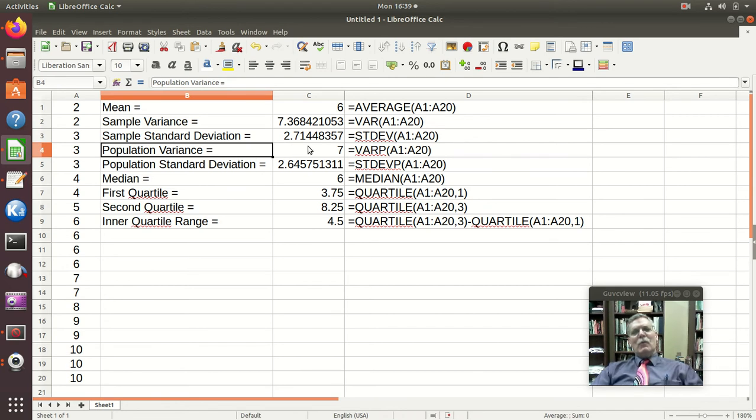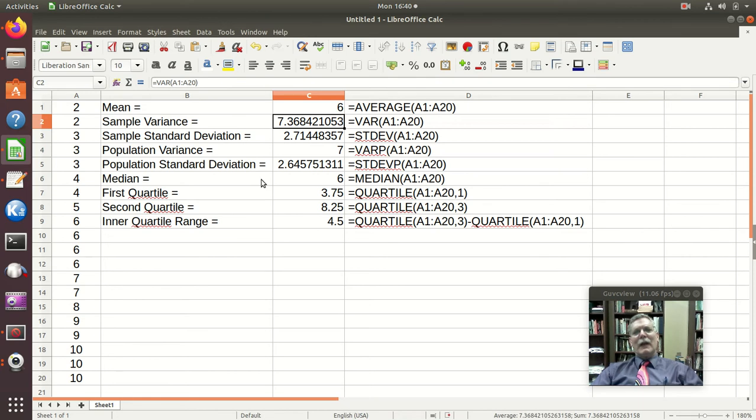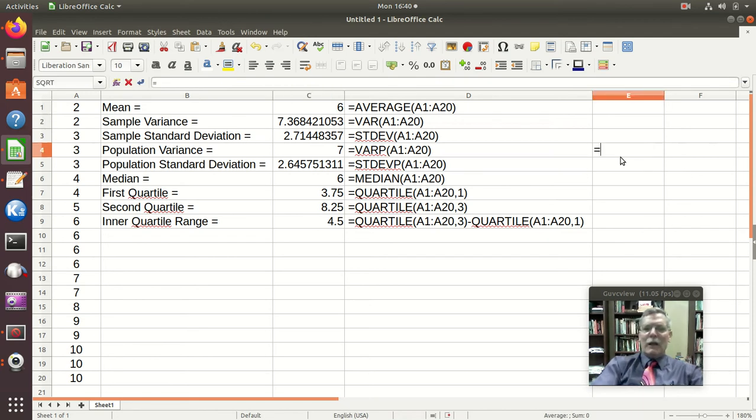And so what that means, if I take that number and I multiply it by 20 and divide it by 19, so multiply it by n, divide it by n minus 1, I should get that number. And just to check, I'll take that number, 7, times 20 divided by 19. And hopefully I'll get 7.368. Yeah, and see, there we have it. And so that's how those numbers are related.